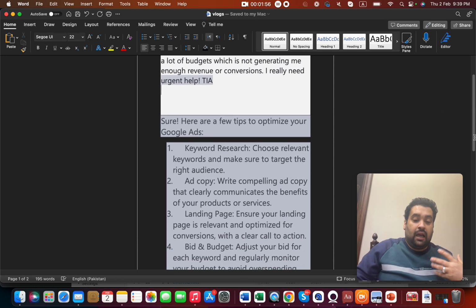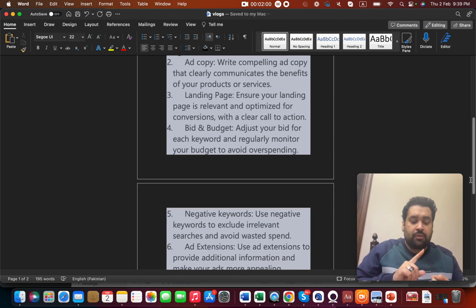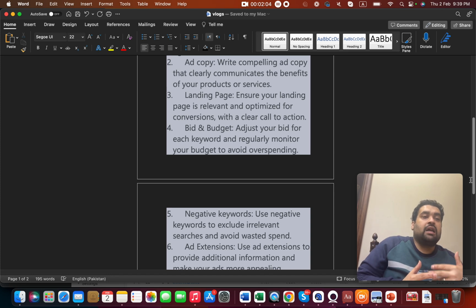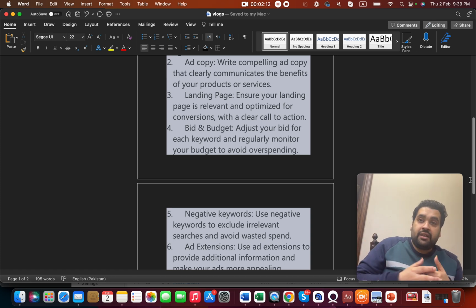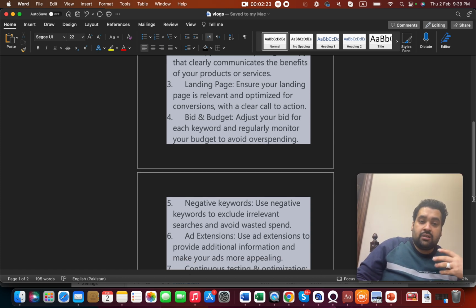And then a highly optimized landing page, and then bids. You need to focus on bids and budget, and you also need to focus on negative keywords. Campaigns without negative keywords don't work well. For some of the clients, what we do is add negative keywords on a daily basis. And then ad extensions are very important. By ad extensions, it can be a call extension, sitelink extensions, or a review extension. So extensions like these are very important.